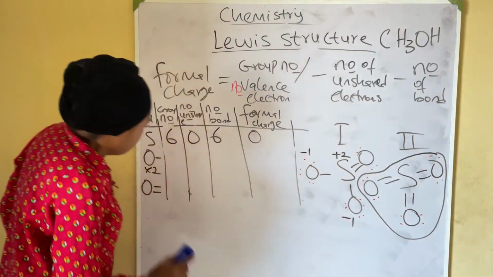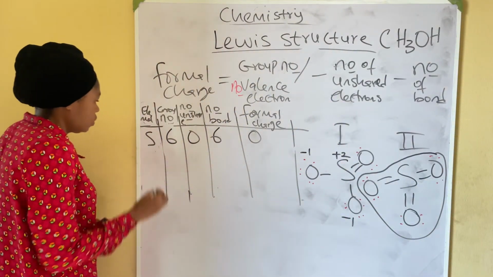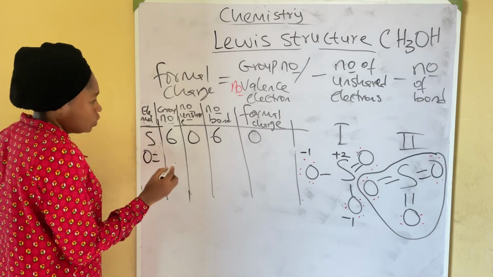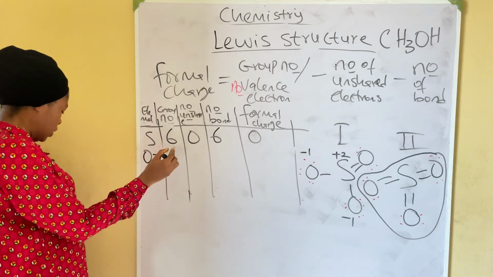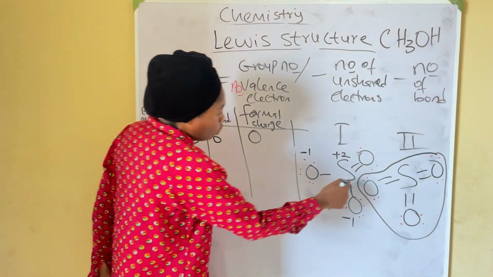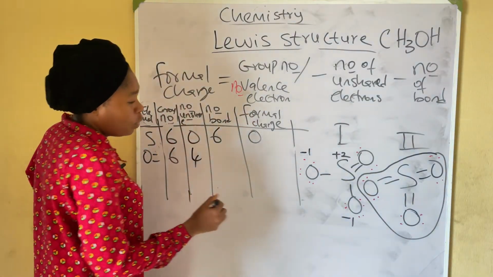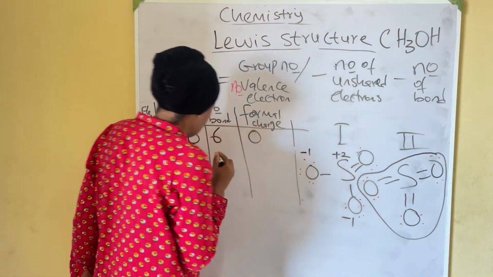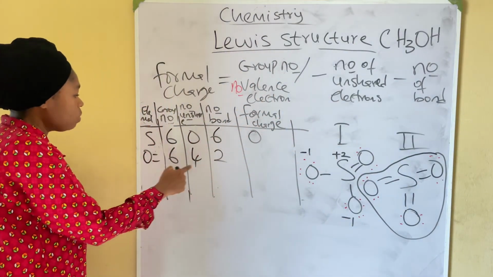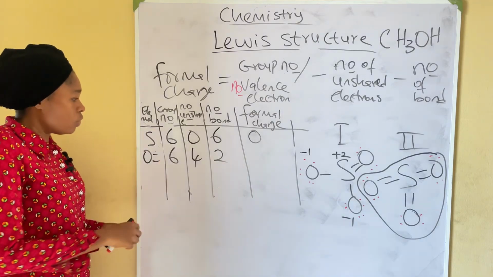So it has 3 oxygen double bonds. Oxygen double bonds: what's the valence electron for oxygen? 6. Number of unshared electrons: 1, 2, 3, 4. That's 4. How many bonds? 1, 2. That is 2. So 6 minus 4 is what? 2. 2 minus 2 is 0.